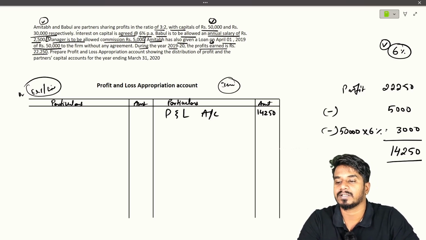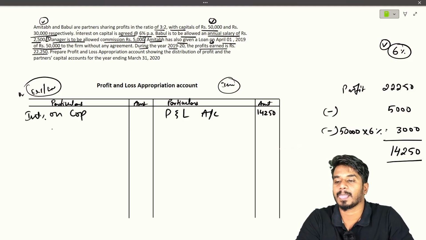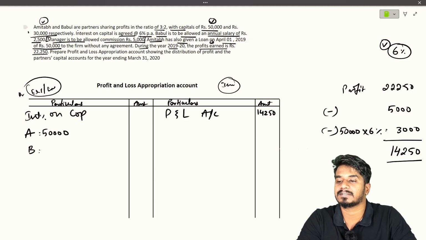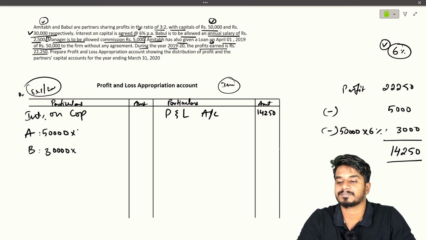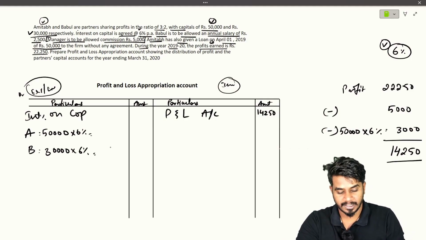Let us move on. So interest on capital. Who and all are the partners? Amitabh and Babul, correct? So what is the capital? 50,000 for Amitabh and 30,000 for Babul. Fine. So what is the interest on capital? It is 6%. Let us calculate the interest on capital.